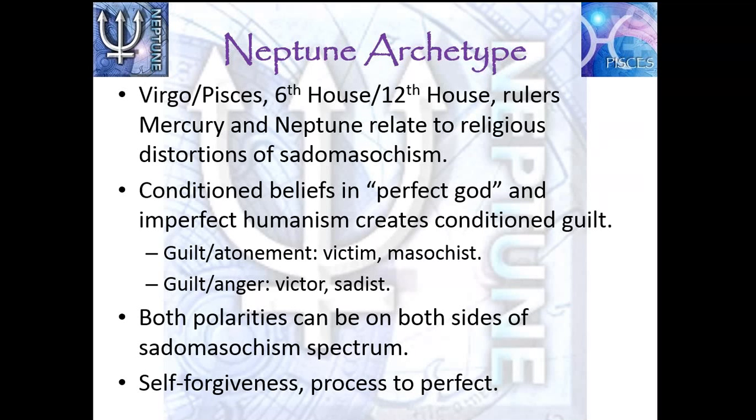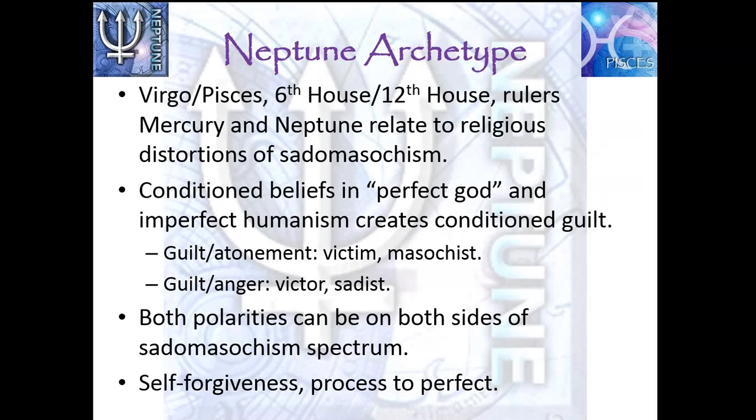Both polarities, Virgo, Pisces, 6/12, can be on both sides of the sadomasochism spectrum. What is really needed here when we have sadomasochism, which we all do in one degree or another, the whole key to moving forward out of the sadomasochism is, of course, searching for natural spiritual laws and principles, which Neptune retrograde in Pisces opens us up to, but also self-forgiveness.